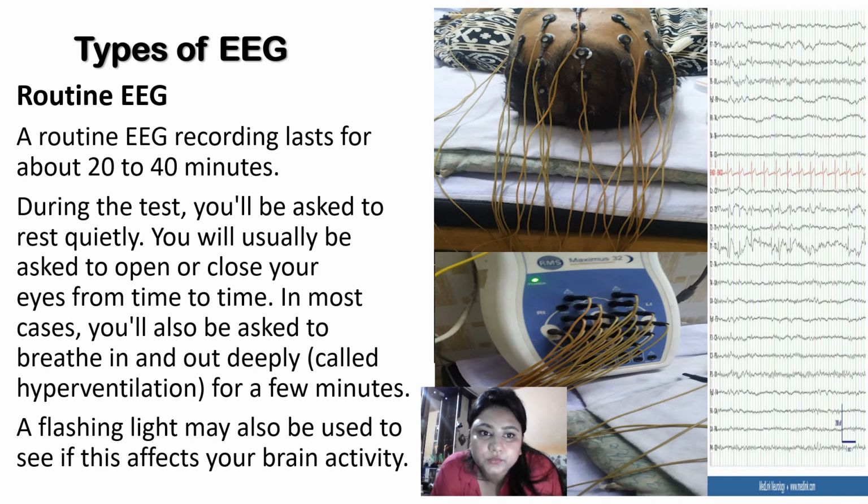Routine EEG. A routine EEG recording lasts for about 20 to 40 minutes. During the test, you will be asked to rest quietly. You will usually be asked to open or close your eyes from time to time. In most cases, you will also be asked to breathe in and out deeply, called hyperventilation, for a few minutes. A flashing light may also be used to see if this affects your brain activity.